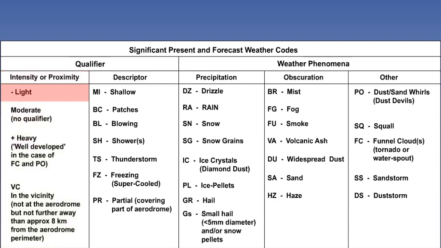minus, which means light, no qualifier, which means moderate, plus, which means heavy, and lastly, VC, which means in the vicinity, but not at the observing point. The next column adds detail or describes the actual weather phenomena which we will see later. Three of the most common that you are likely to see are BC, which means patches and is frequently used to describe fog, SH, which means showers, and TS, which is thunderstorm.